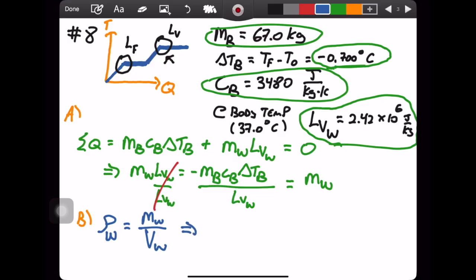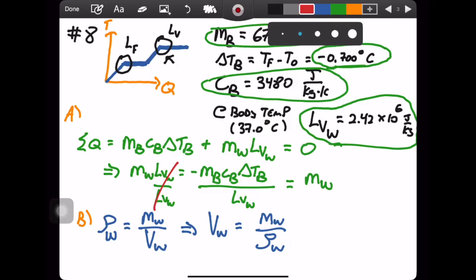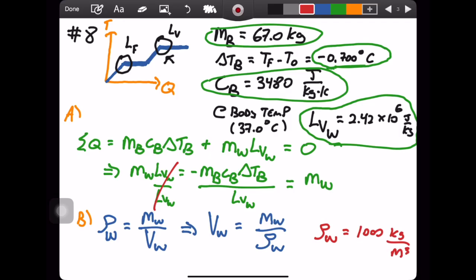And I can rewrite that by multiplying both sides by the volume of water. I can say the volume of water, don't confuse this with velocity, this is a capital V. Volume of water is equal to mass of the water divided by the density of the water. We are told that the density of water is 1,000 kilograms per meter cubed.